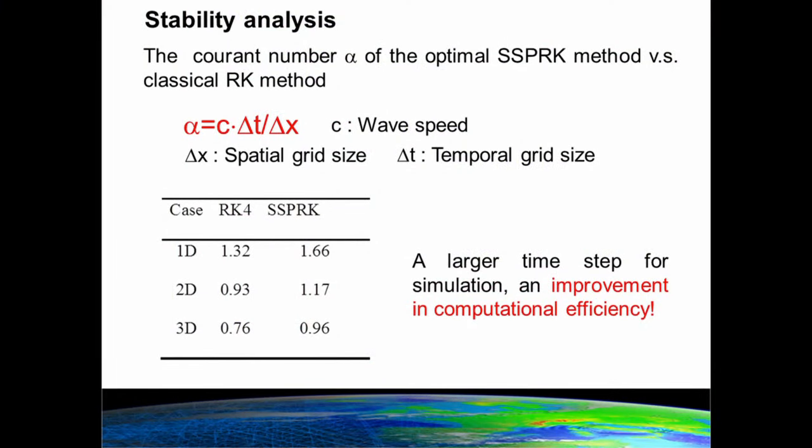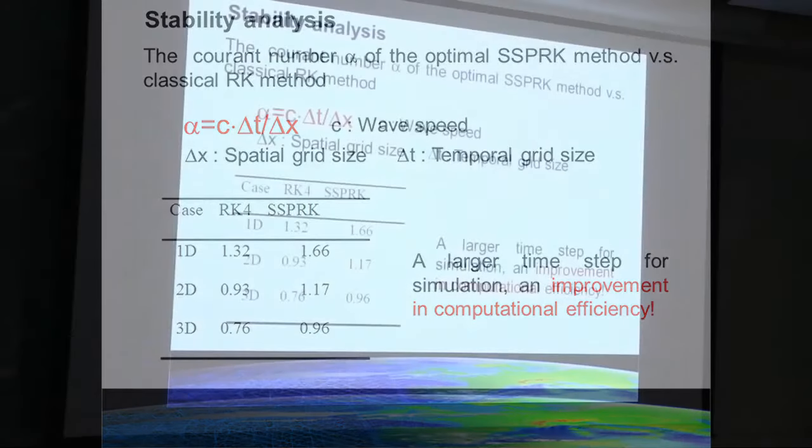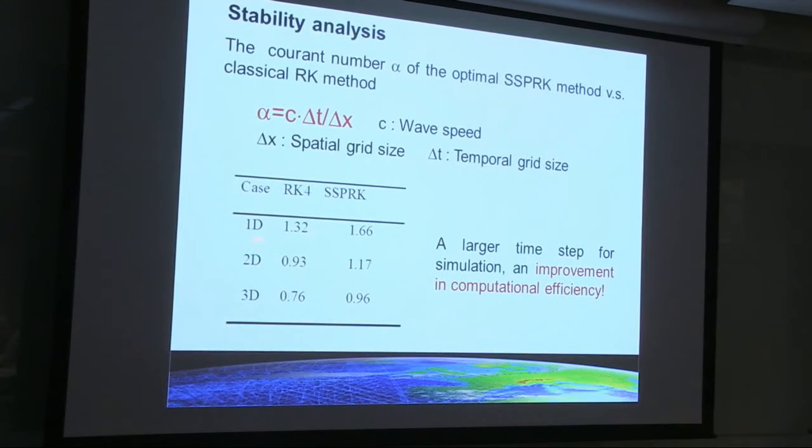Using the stability analysis, we get the Courant number alpha of the optimal SSPRK method and the classical RK method. The Courant number is defined as the wave speed multiplied by the temporal grid size and divided by the spatial grid size. The table lists the Courant number of the two methods.